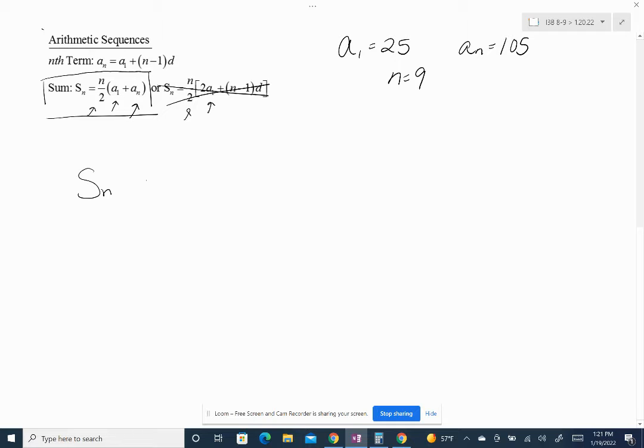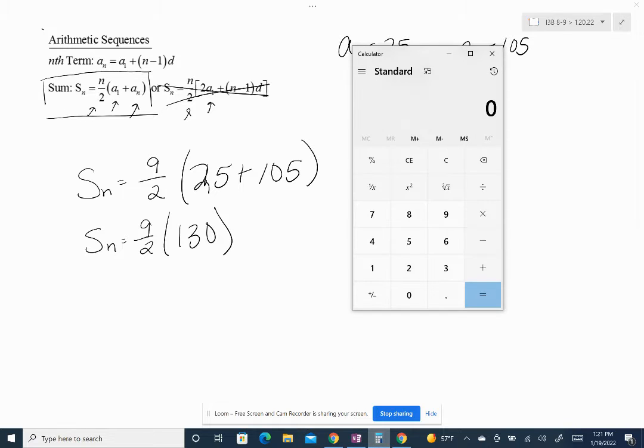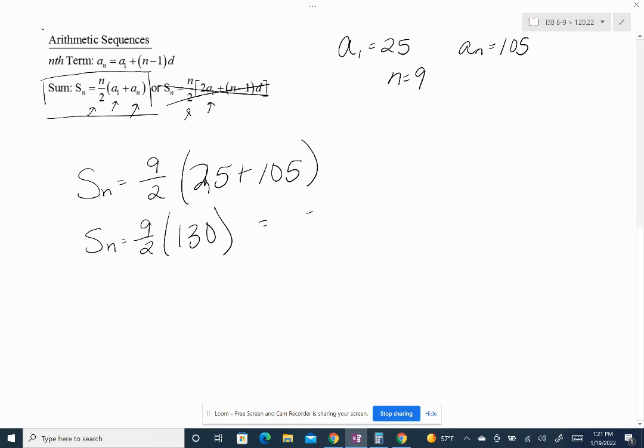So all I'm going to do is plug and chug my information. S of n, and my n is 9, so 9 over 2, and then 25 plus 105. 25 plus 105 is going to give me 130. Put that in my calculator. 9 divided by 2 times 130 is going to give me 585. So in those 9 rows, the first row has 25 people, the last row has 105. If you added up all 9 rows, you're going to get 585. And that would be your answer.